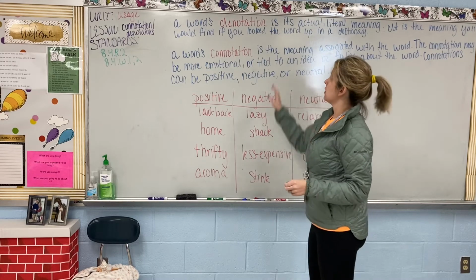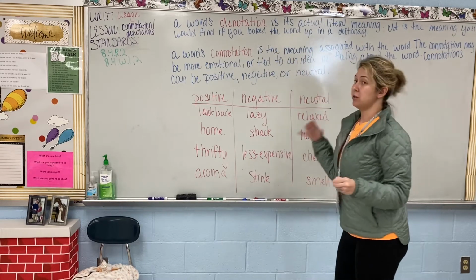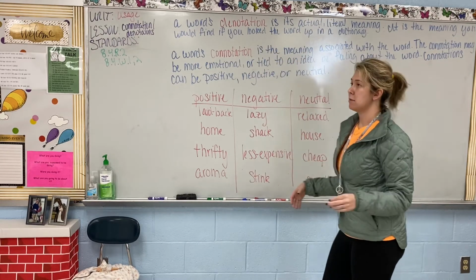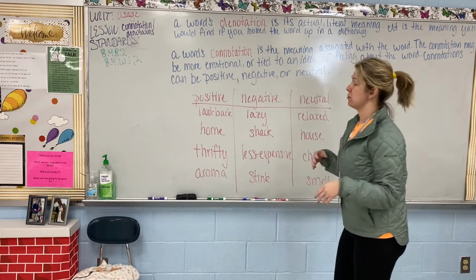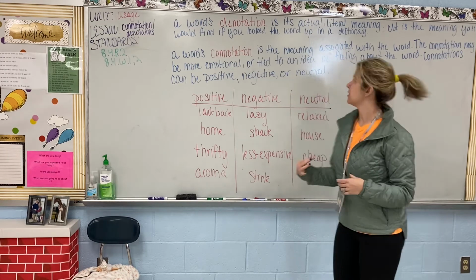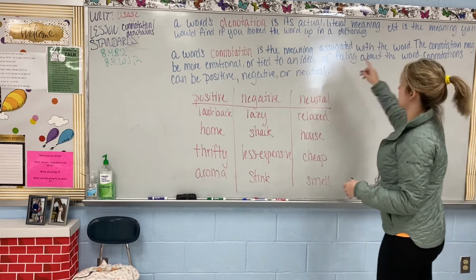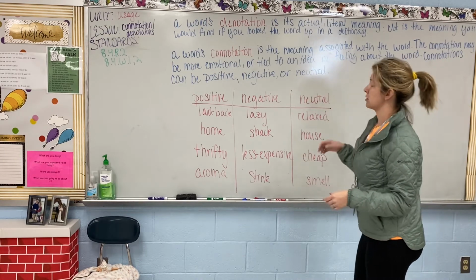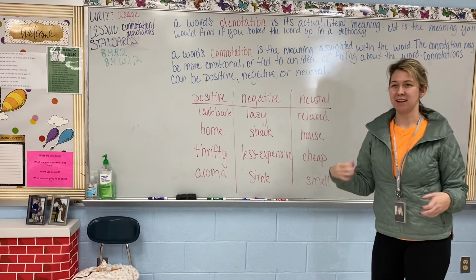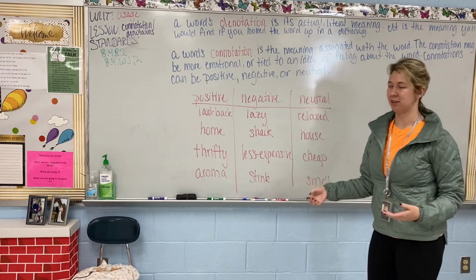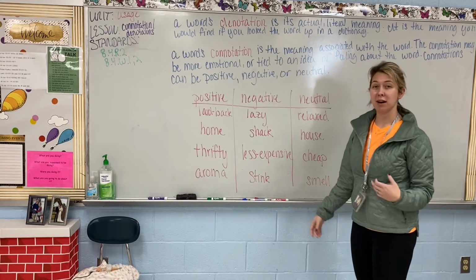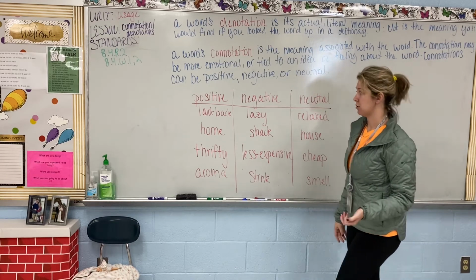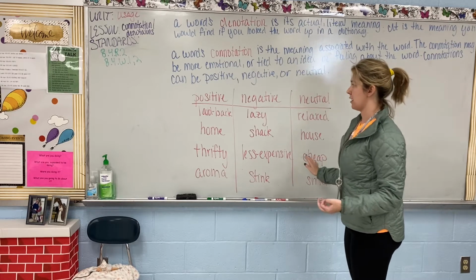So a denotation is the actual literal meaning of a word. It's what it truly means. It's what you would find in a dictionary. Now, a connotation is the meaning that we associate with a word. So connotation may be more emotional or tied to an idea rather than the actual fact of the word, the true definition. Connotations can be, again, like I said, positive, negative, or neutral. So I have a little chart here that kind of explains it.